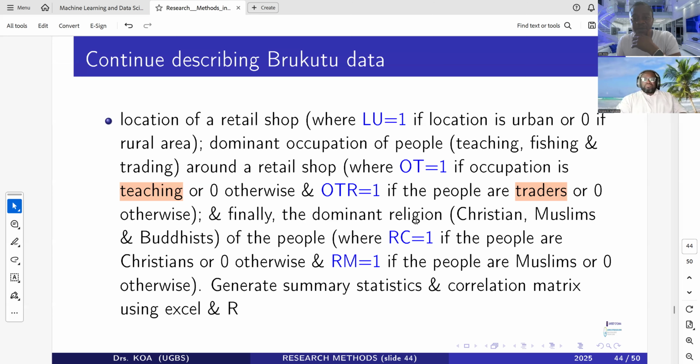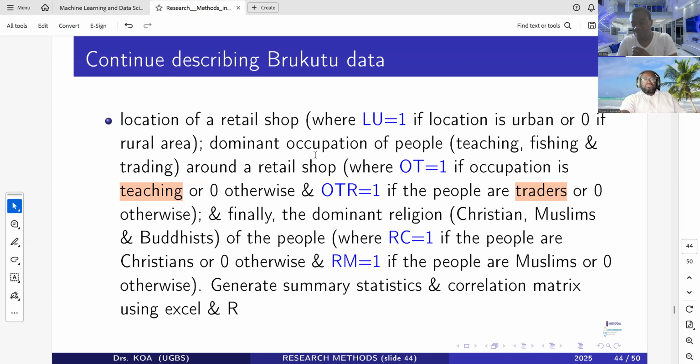Now, with the same thing, when you go into the religion, we have Christian, Muslim, Buddhist. Who can tell me which of the religions here is a reference category? Which of the religions you see here is a reference category? Christian. Yeah, I know you have guessed. The moment you start saying it and you start getting it wrong, you are making it easier for somebody to guess correctly.